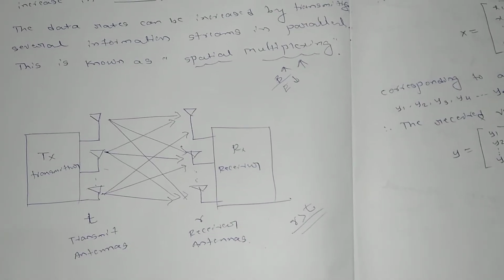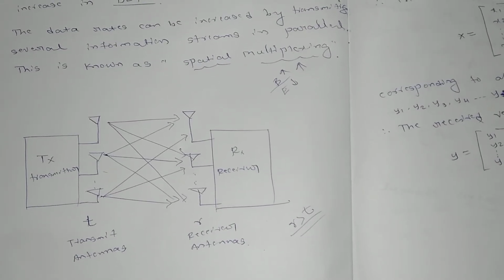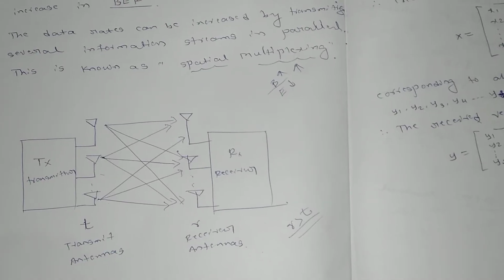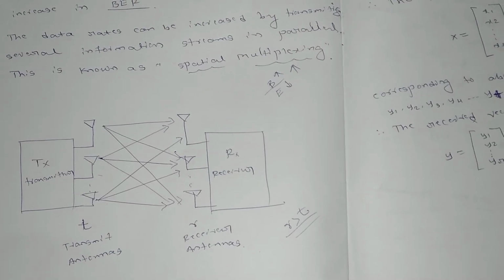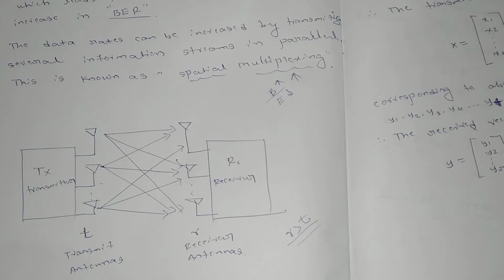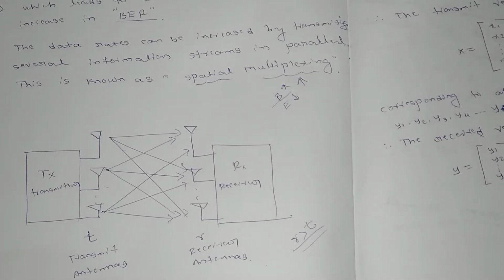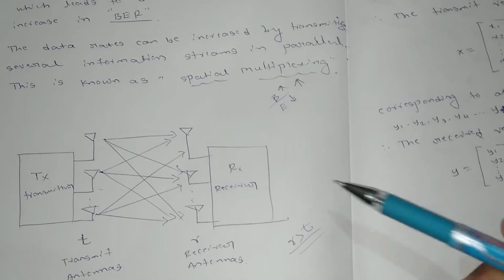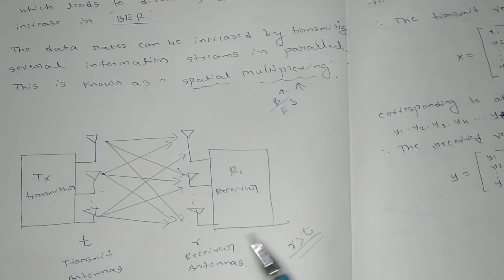So, in the previous video, we discussed how to create a multiple input, multiple output system, the basic things about that, what the advantages are, and how the system looks. So, this is a diagram which represents a MIMO antenna system.